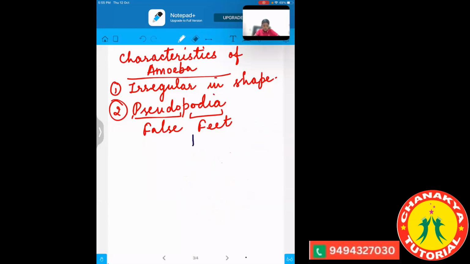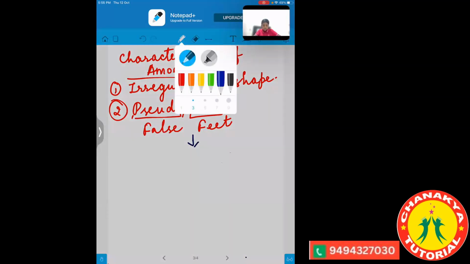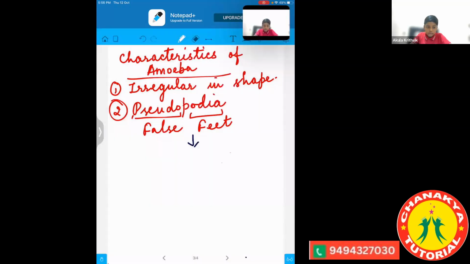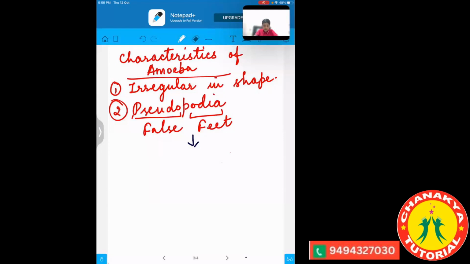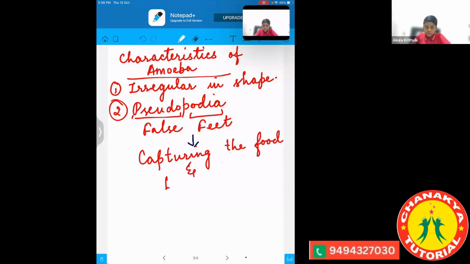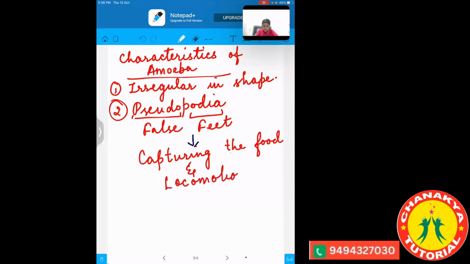They will be helping in capturing the food. Any other thing apart from capturing the food? How to move. Very good. So locomotion, which we call locomotion.